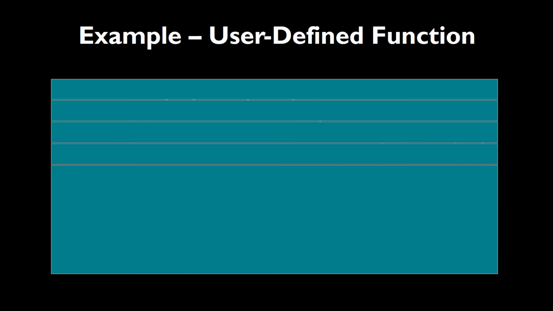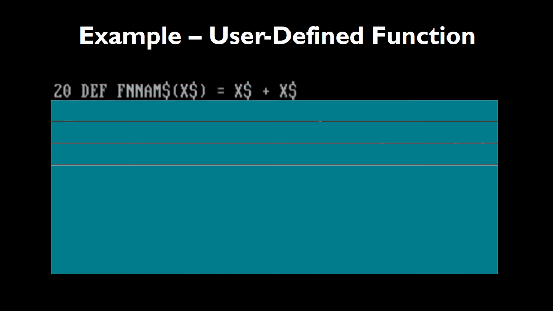Let's check out another example of a user-defined function, this time a string function. The definition of my function says DEF FN NAME$(X$) = X$ + X$, meaning that NAME$ is the name of the function, X$ is the string which is passed as the argument, and it will concatenate my string as X$ plus X$. It is not adding up, it is just concatenating, meaning combining both strings.